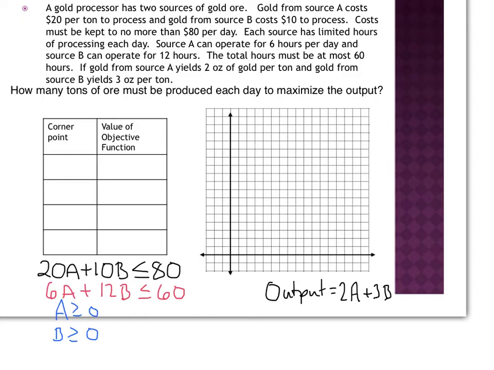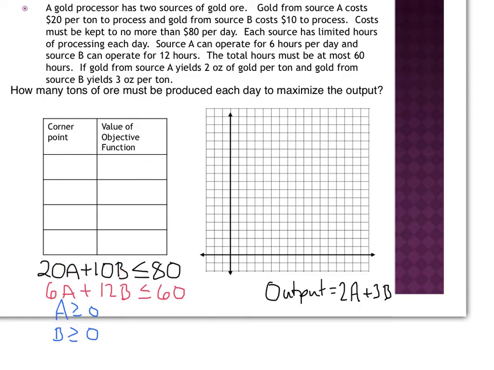Let's go ahead and graph these. Once again, I can use the cover-up method. So if I cover up the 10B, which is kind of like 10Y, so your B is kind of like your Y, your A is like your X. If I cover this up, I get A equals 4, and if I cover this one up, I get B equals 8.